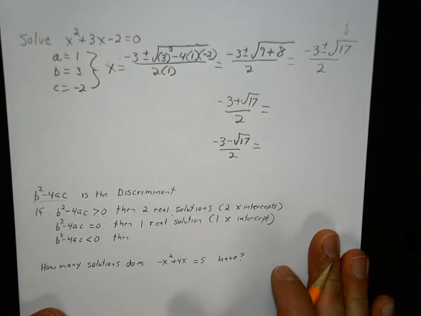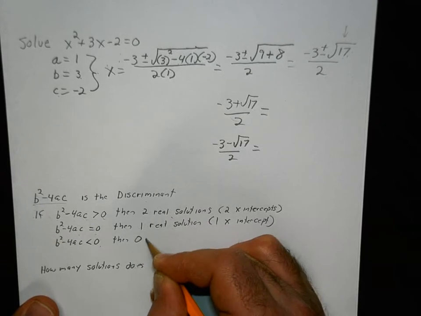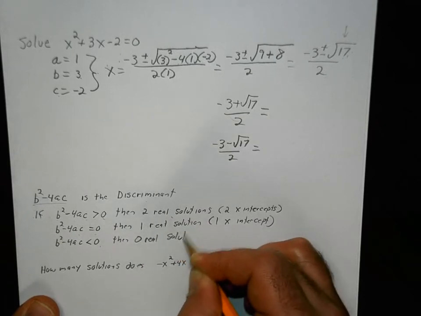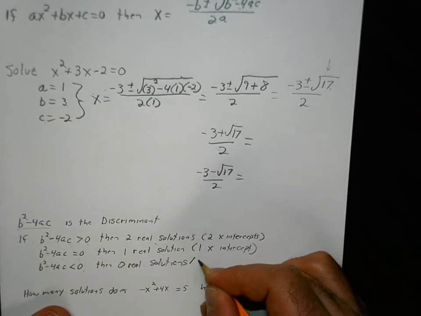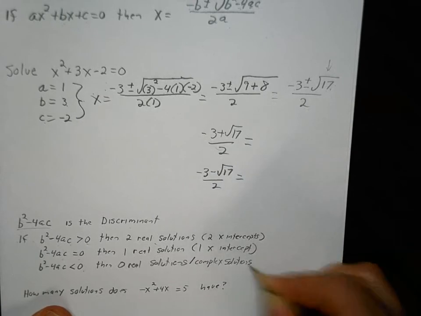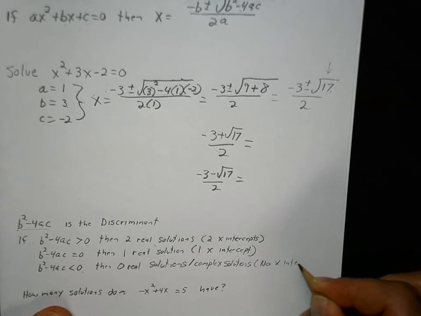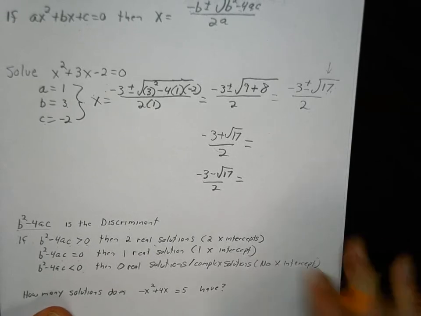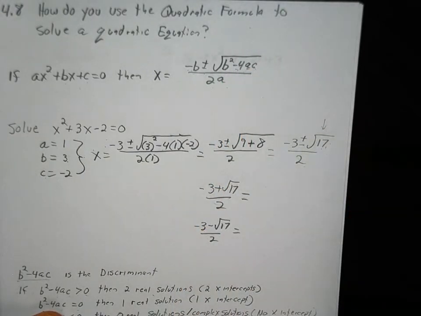Okay. Finally, if b squared minus 4ac is less than 0, so if it's a negative, then I have 0 real solutions. I actually have complex solutions, and I have no x-intercept. Again, just like in the last section, if this is less than 0, I get the square root of a negative number, and those are complex numbers.